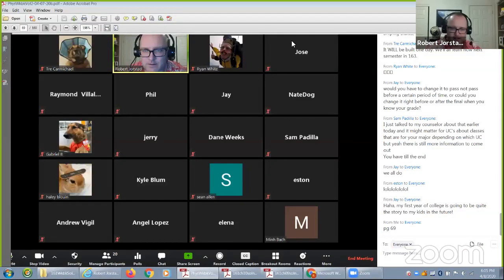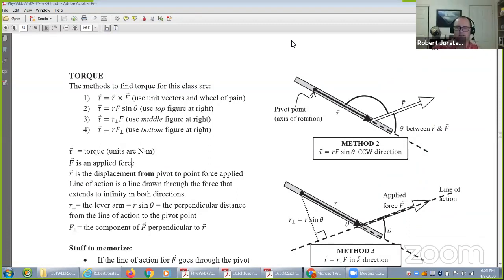Now, I'm going to go back to my image here because it's a little bit easier to see. The idea here is if you push at 90 degrees, you're going to get the most torque. If this angle here is 90 degrees, you're pushing perpendicular and you're going to get a lot of torque. If you're pushing right here, you get almost no torque. All right. And you could even go this another way.